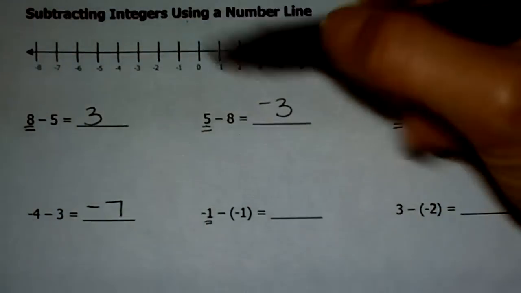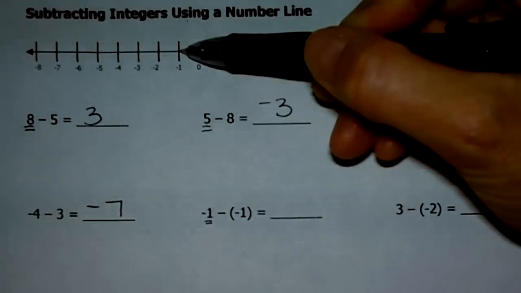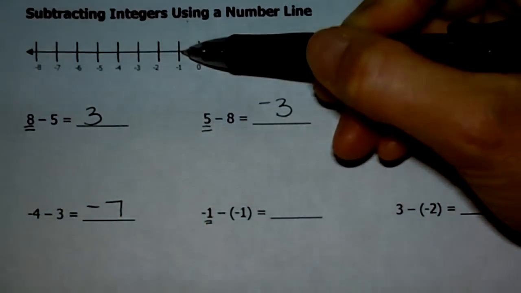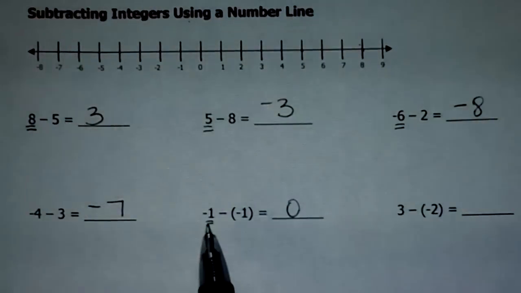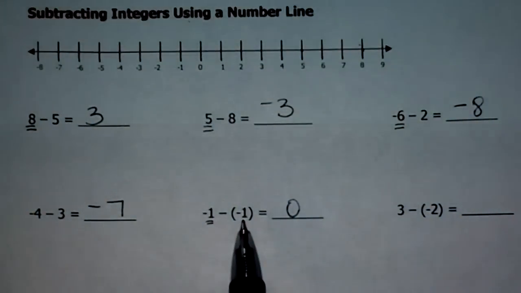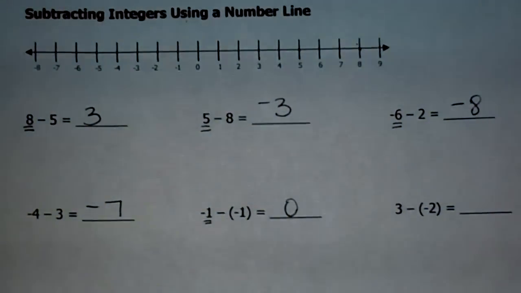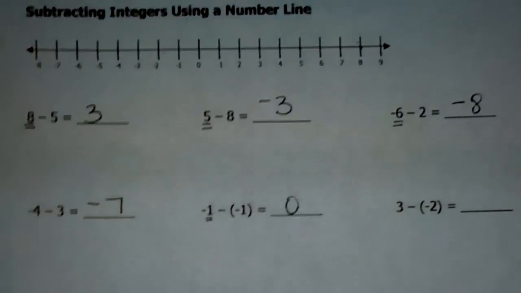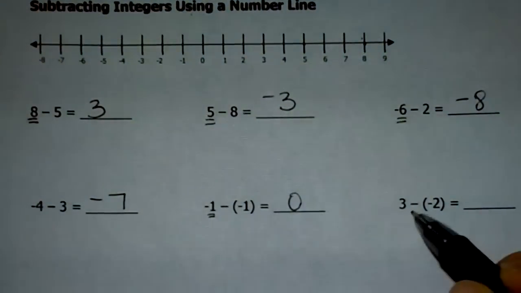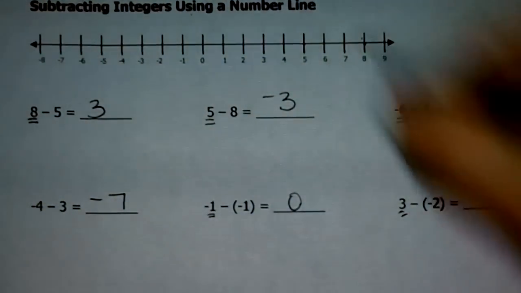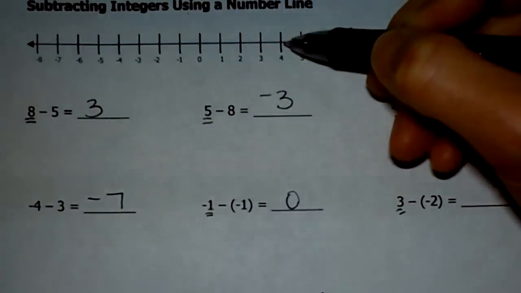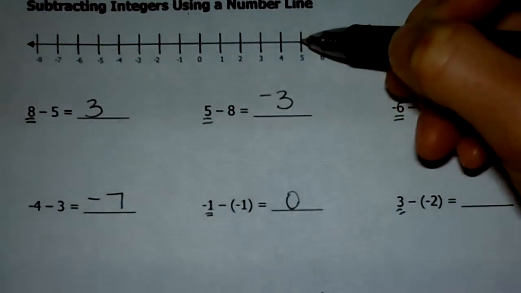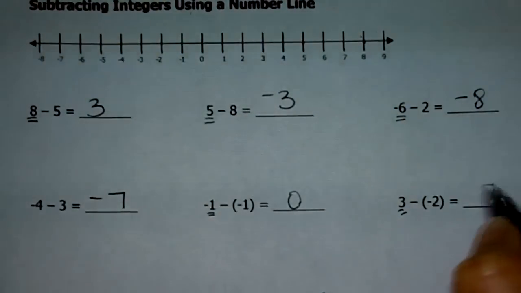So if you start at a negative 1, because that's where you're supposed to start, and we take negative 1 away, taking away a negative means move to the right 1. So I'd end up at 0. And that makes sense, doesn't it? If you subtract a number from itself, aren't you left with nothing? Yes, makes perfect sense. All right, 3 minus negative 2. The 3 tells me where to start. And if I'm taking away a negative 2, that means move to the right 2. So 3 minus negative 2 is actually 5.